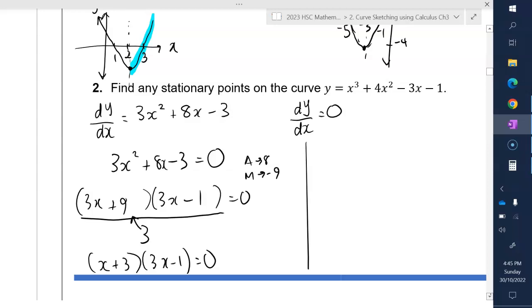Stationary points, remember, we need a point. Let's find what our x values are, setting each of those to 0. x is going to be equal to minus 3, and x is going to be equal to 1/3. We can then find our y coordinates that go with that as well. If we substitute each of these x's into here, we'll get our actual stationary points.